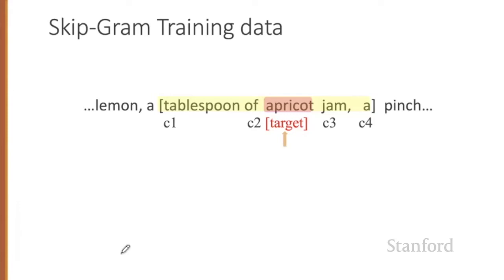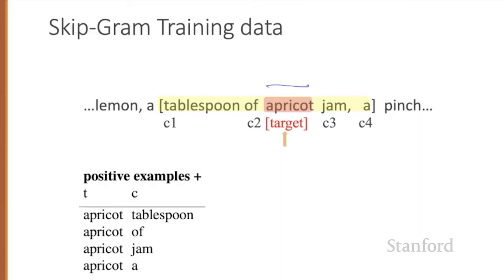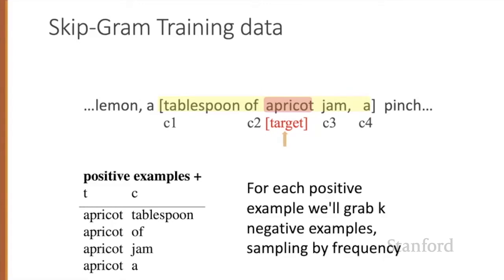This example has a target word W, that's apricot, and 4 context words in the L equals plus or minus 2 window, resulting in 4 positive training instances. Apricot is the target word, tablespoon is the context, apricot and of, apricot and jam, and apricot and a. For training a binary classifier, we also need negative examples.